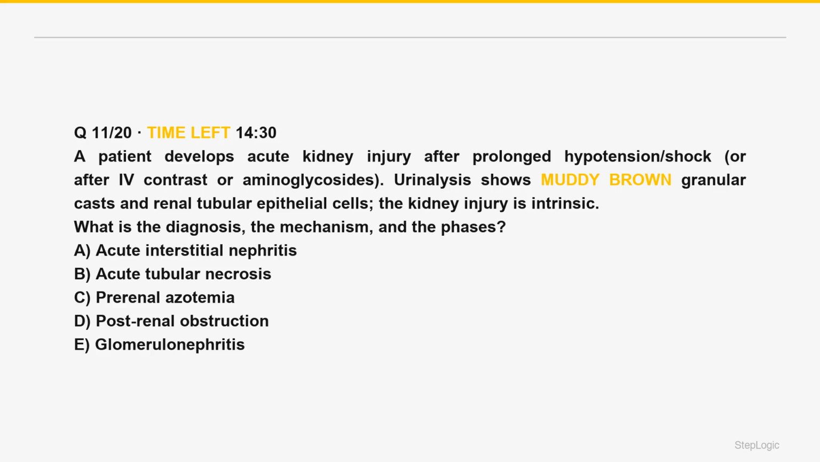What is the diagnosis, the mechanism, and the phases? A patient develops acute kidney injury after prolonged hypotension or shock, or after IV contrast or aminoglycosides. Urinalysis shows muddy brown granular casts and renal tubular epithelial cells. The kidney injury is intrinsic. Read the command: diagnosis, mechanism, phases. AKI after shock or contrast or aminoglycosides, muddy brown casts: acute tubular necrosis, ischemic or nephrotoxic, initiation, maintenance, recovery.